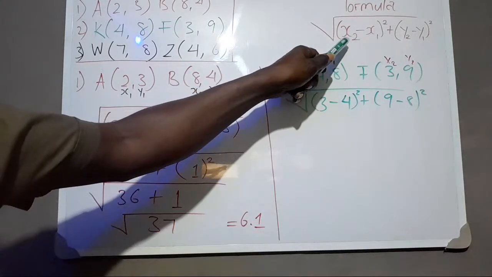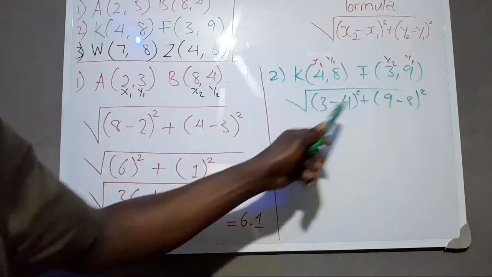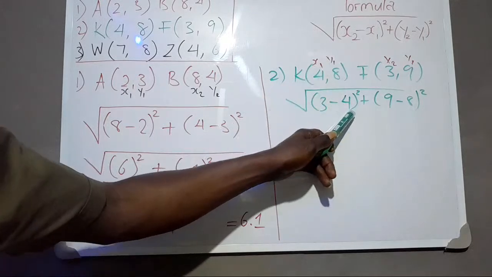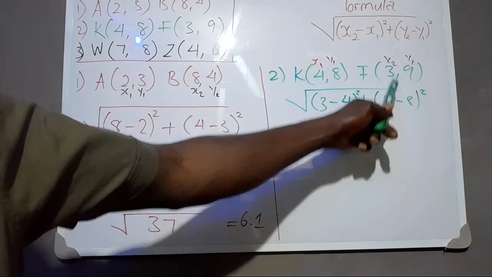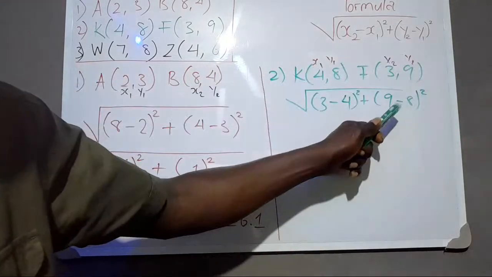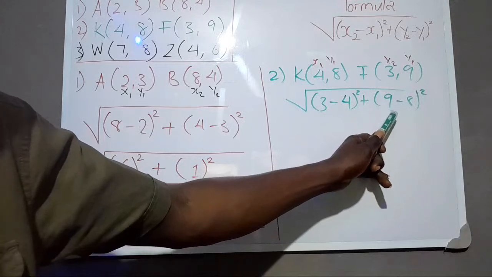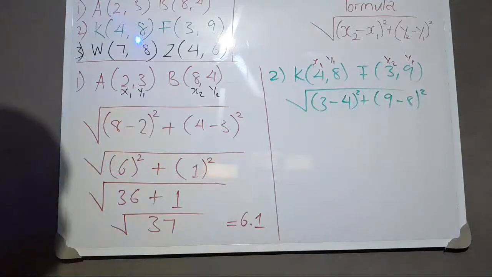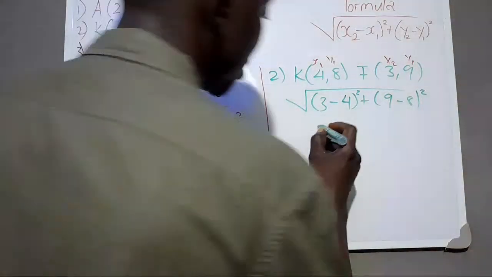The formula says x2 minus x1. So where's our x2? x2 is 3. Where's our x1? x1 is 4. So it's here. So bring down the square. Now plus, it says y2 minus y1. Where's our y2? Our y2 is 9. So we have it here. And we have our y1 as 8. So that explains it. I believe we are all together on this.